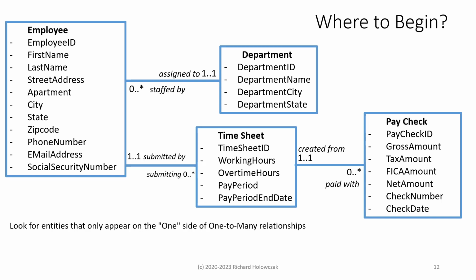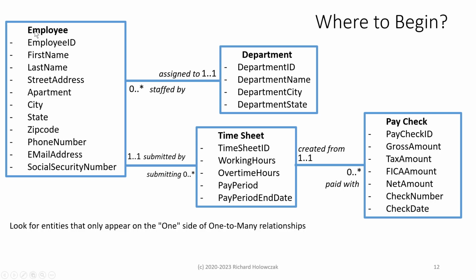So to get started, the first question is where to begin. Assuming we have the following entity relationship model of department, employee, timesheet, and paycheck, the question comes, which should be the first entity to convert to a relation? And the general rule to follow is to look for entities that only appear on the one side of one-to-many relationships. So if we look at, for example, the department entity, department is on the one side and employee is on the many side, meaning one department may be staffed by many employees. So this is actually a good candidate.